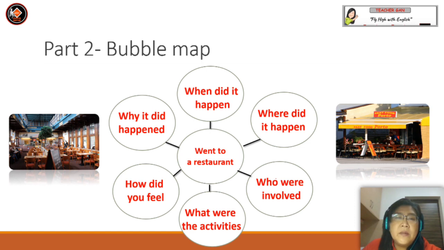Let's look at one of the bubble maps here. This is for your review. So let's look at the Part 2 bubble map, and it is for a review of a restaurant. For example, you went to a restaurant and the questions are: when did it happen, where did it happen, who were involved, what were the activities, how did you feel, and why did it happen.